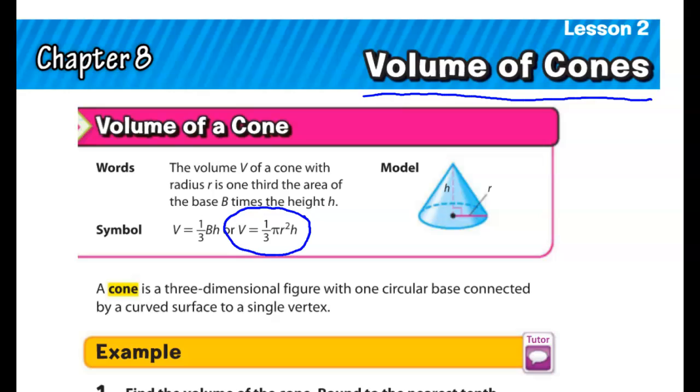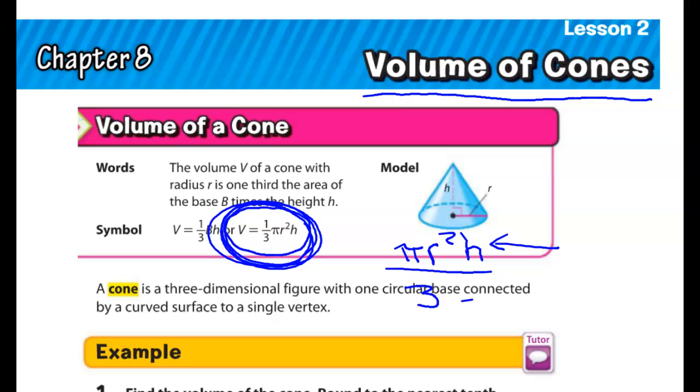Now to make this easy for you guys, here's what you can do. You can do pi r squared times the height and then just divide it by 3, because that's the same thing as 1/3 pi r squared times the height. I would still like you guys to remember this formula here. The volume is 1/3 pi r squared times the height, but as far as your calculations, you can just take that and then divide it by 3. Okay, let's go ahead and move on down to problem number 1.